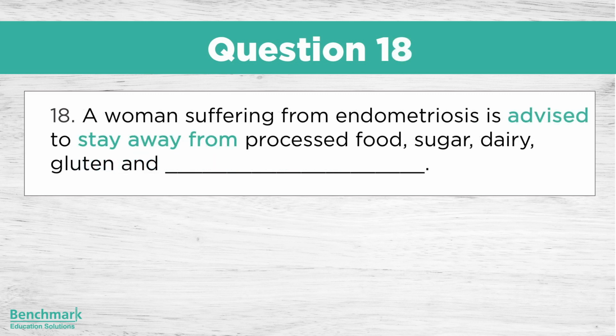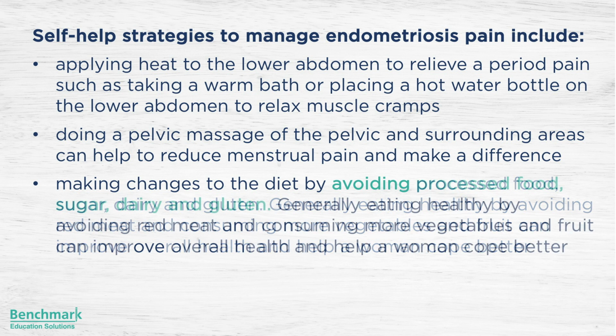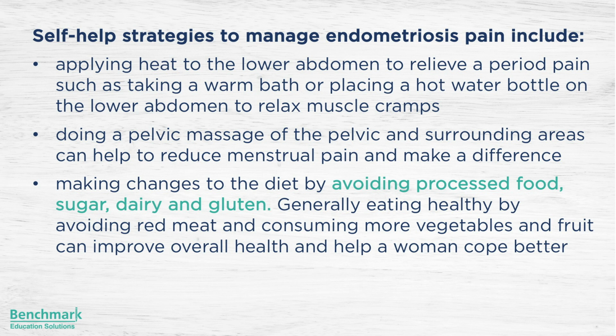Here's question 18. This question contains a list. Some items in the list are already given: processed food, sugar, dairy, gluten. Your job is to find the next item. You'll find this in text D. In text D, you'll find the word avoiding, which is synonymous with stay away from. However, when you read the list, you'll find only the 4 items mentioned: processed food, sugar, dairy, gluten. There are no more items on the list.